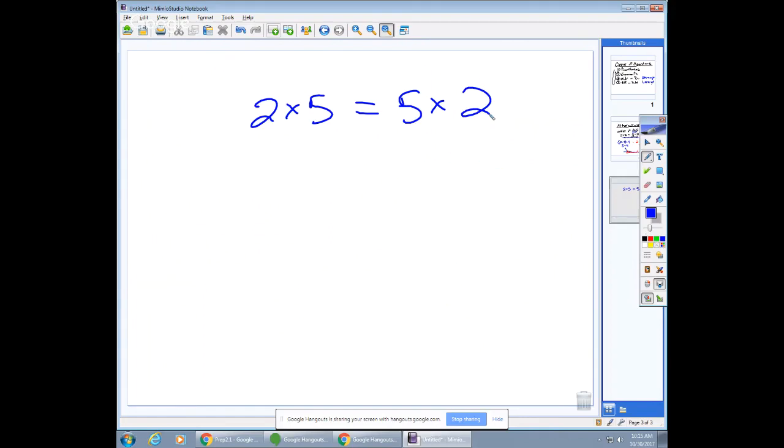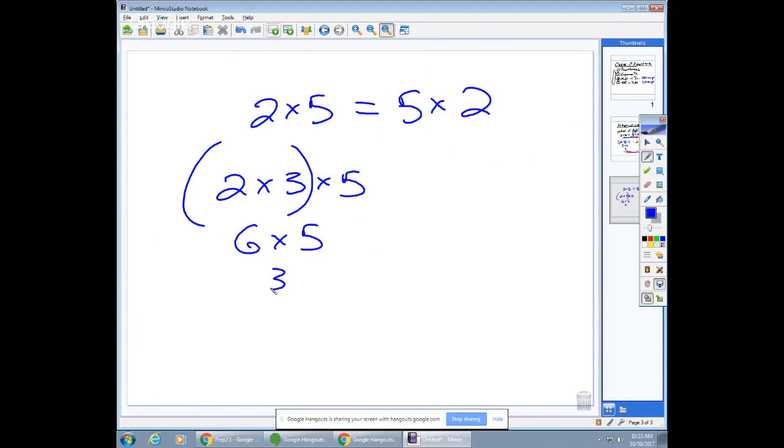And if we think about association, if I have 2 times 3 times 5, order of operations says you should do 2 times 3 first. So 6 times 5 would be 30.